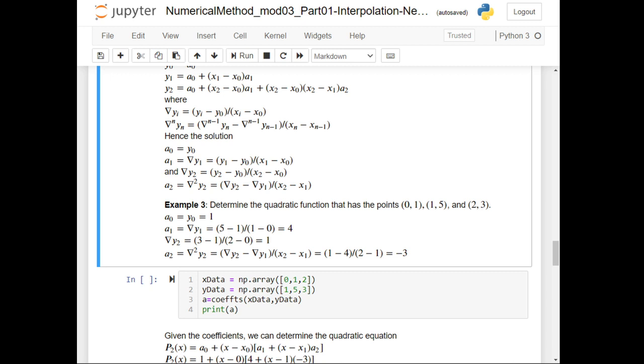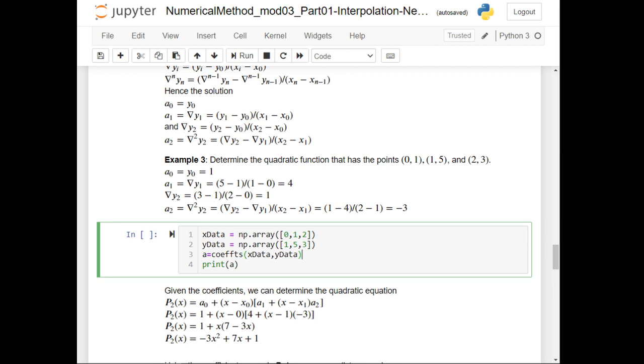For delta y2, in order to get a2, the slope between the first and third points, we have 1. Then we can solve for a2. This one is the slope between the first and third, and this one is the slope between the first and second. Then we just follow this and we get negative 3. So we have a0 = 1, a1 = 4, a2 = -3.